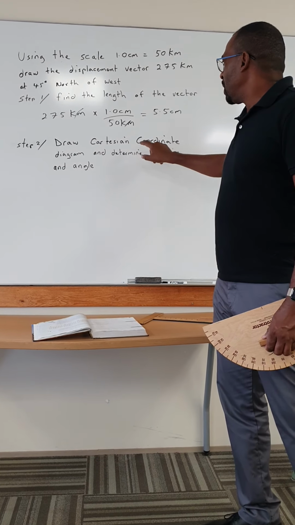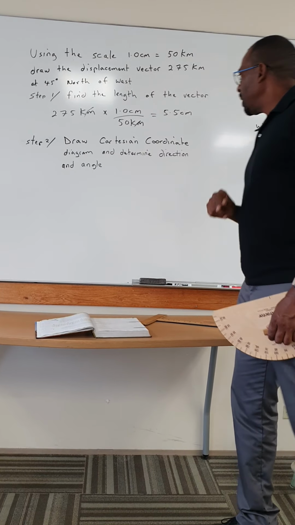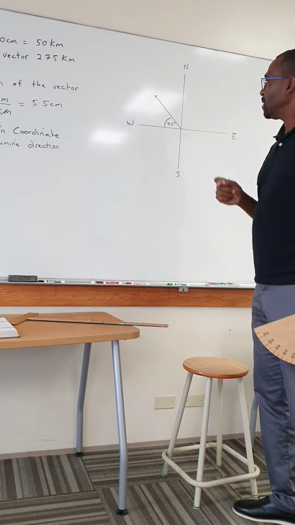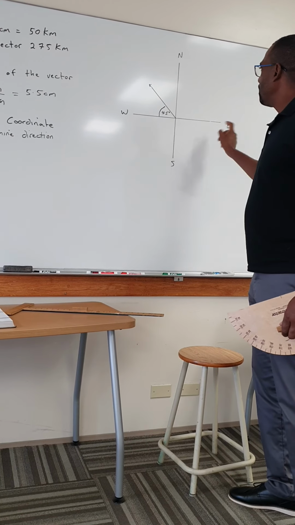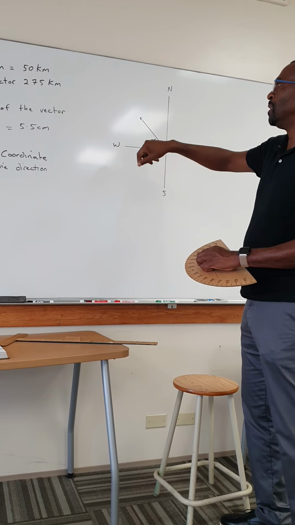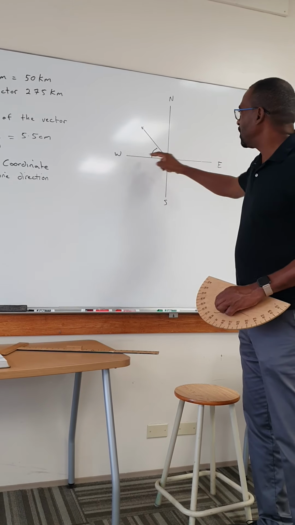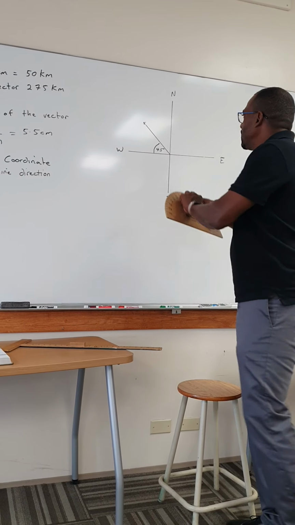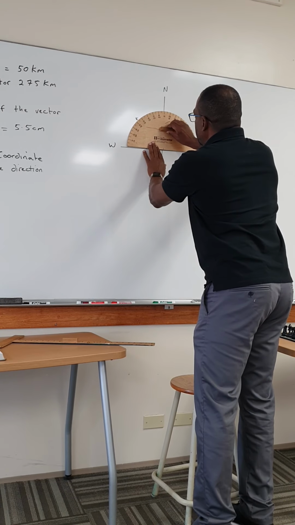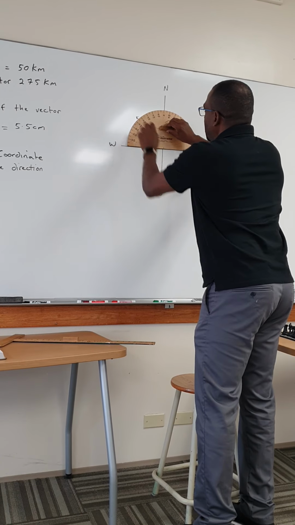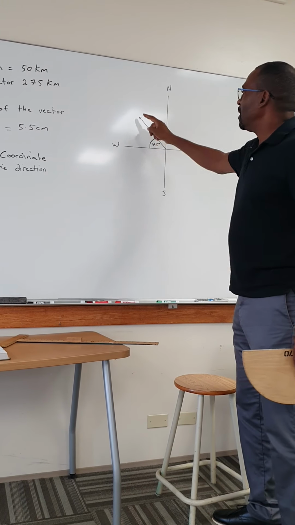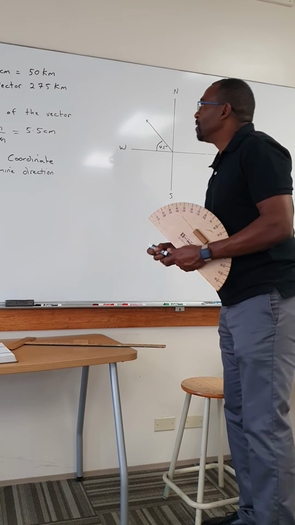Your second step is to draw the Cartesian coordinate diagram and determine the direction and the angle. This is the Cartesian coordinate diagram that we just discussed. Have your directions north, south, east, and west. So we have 5.5 centimeters, and it's north of west. So this is your westerly direction. So we get north of west in this direction, and we have to determine our angle, which is 45 degrees. So this is how the angle is determined, a 45-degree angle. This is the magnitude, which is 5.5 centimeters.